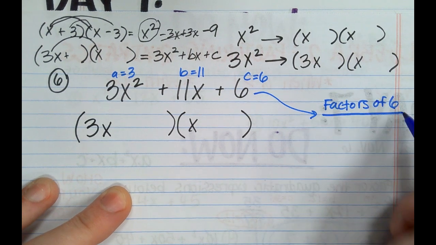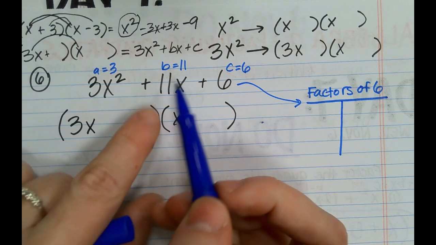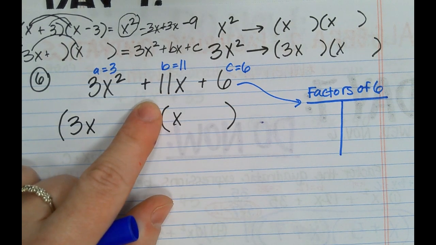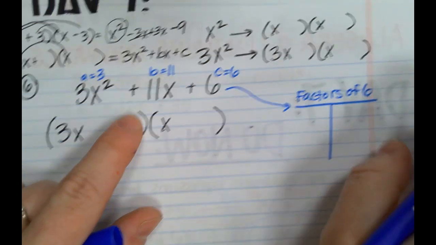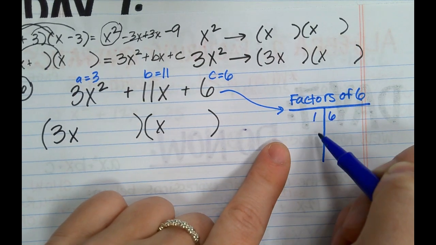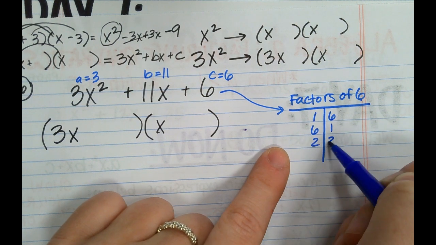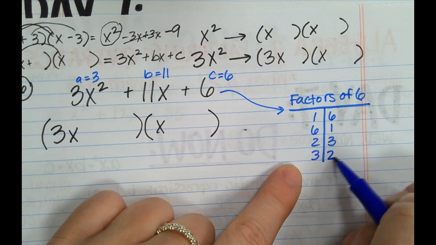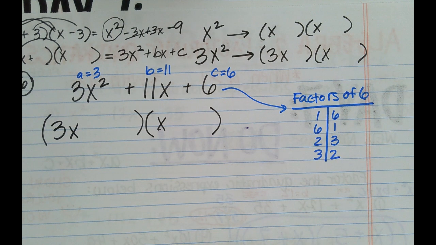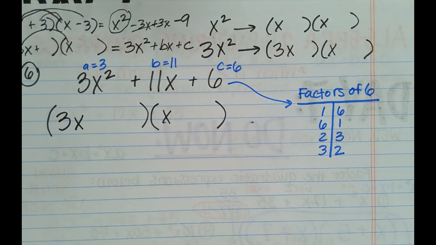So let's list out all the possibilities. And our B is positive, so do we need any negative factors? No. So let's just talk about the positive ones. 1 and 6, 6 and 1, 2 and 3, 3 and 2. There are no other possibilities. We've got 4 options now.